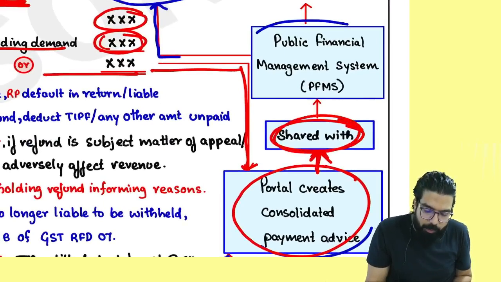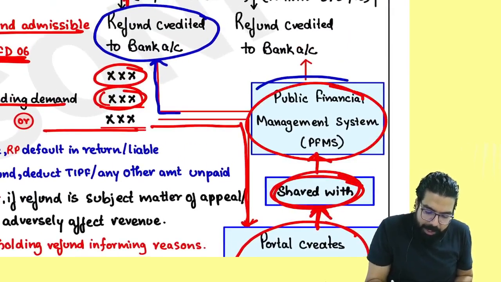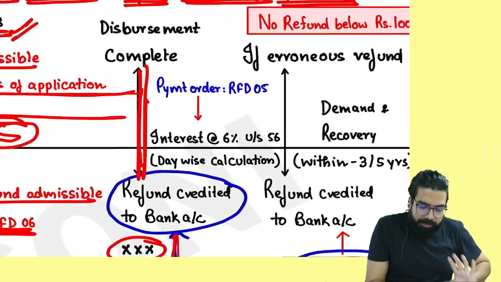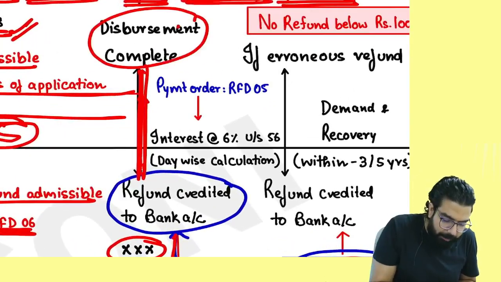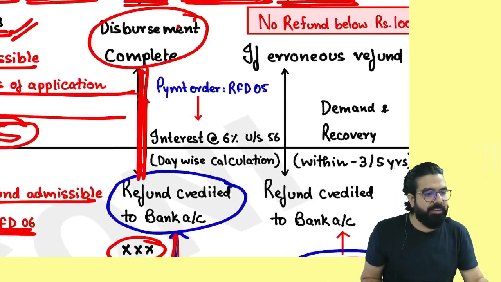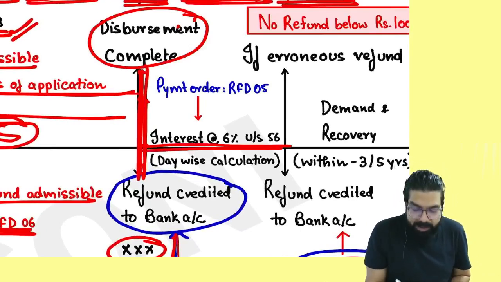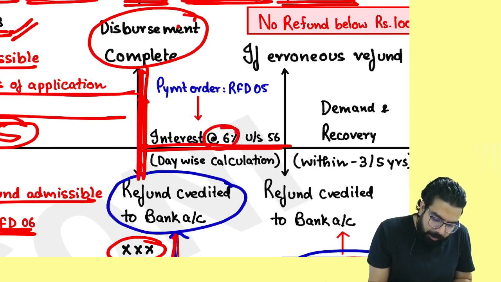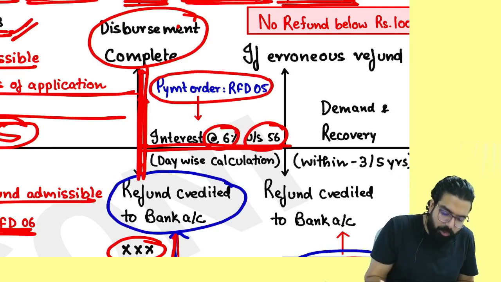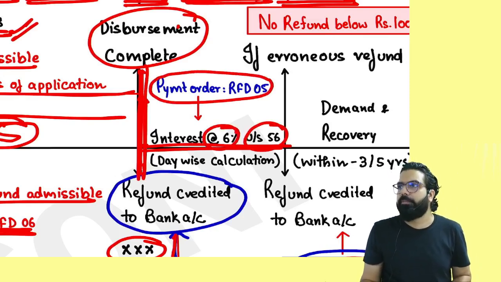The portal will share it with whom? The PFMS website, and from the PFMS website the money will come in your bank account. If the money comes to you, disbursement is complete within 60 days, then no tension. But if disbursement is not completed within 60 days, then you will be given interest at 6% under section 56. And for that also the officer will issue a payment order.